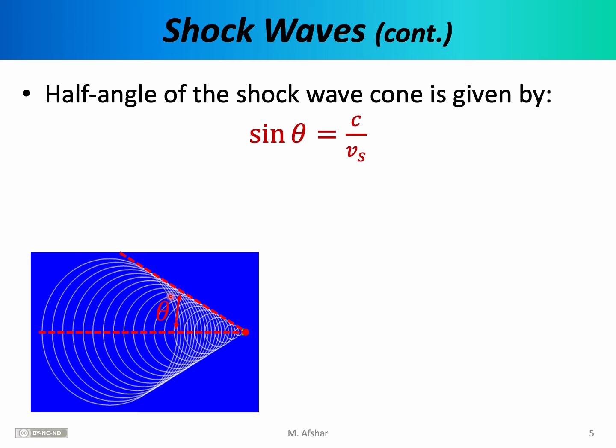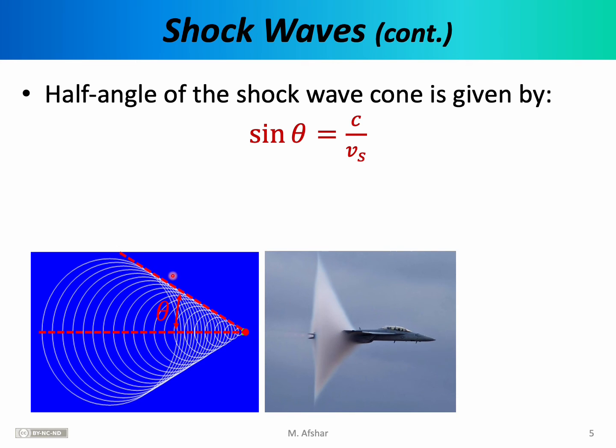A little more precisely, angle theta is given by this equation here. Note that theta is not the full opening angle of the cone, it's half of the full opening angle. It's known as the half angle. c, of course, is the speed of sound, and V sub s is the speed of the source.